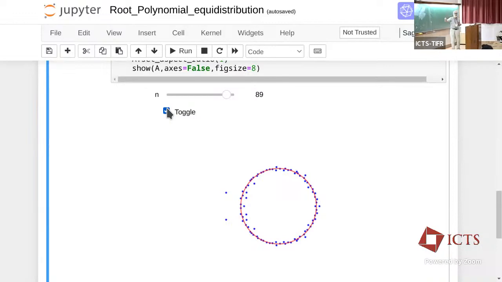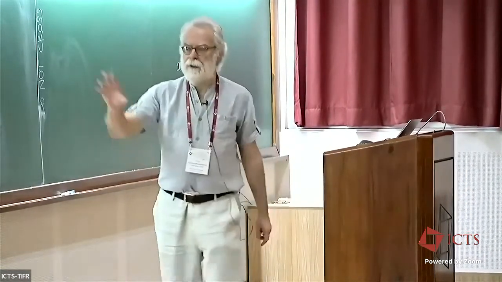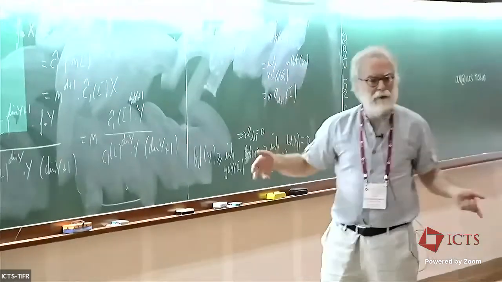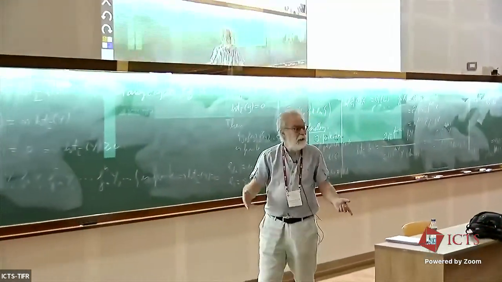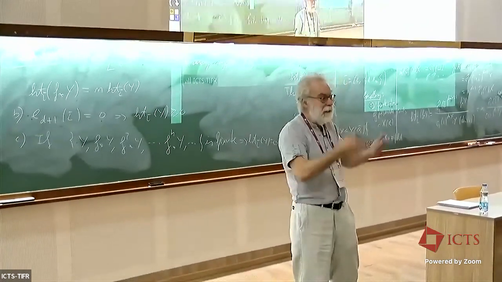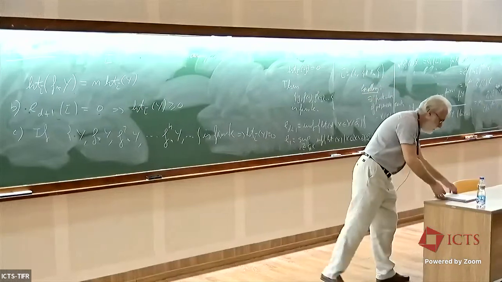So I will not need the screen anymore. Okay, so now the question is, what we have seen is a bunch of points, and suddenly these points seem to converge to a certain shape. So how can we express the fact that a bunch of points converge to a shape? The idea is to use measures.